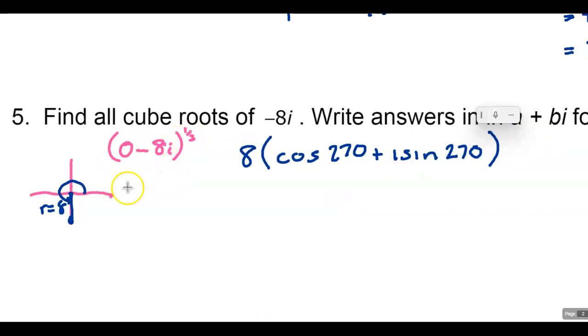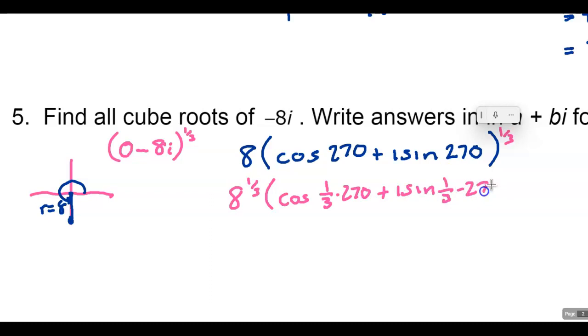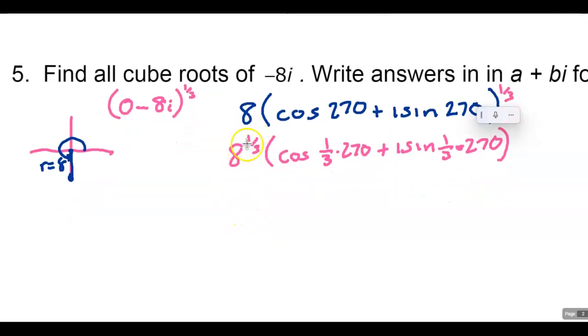Now this is raised to the 1/3 power, right? So we'll have 8 to the 1/3, cosine 1/3 times 270 plus i sine 1/3 times 270. So the cube root of 8, for real numbers, is simply going to be 2. That's 2 times 2 times 2 is 8. And we got cosine of 90 plus i sine of 90.